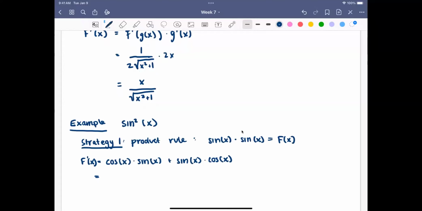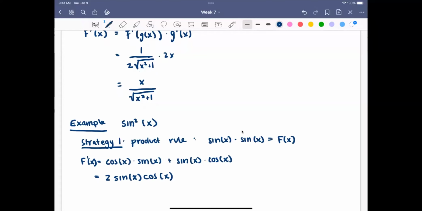So then in total, this is just 2 sine x cosine x. Okay, does that make sense for the first way? Other questions?